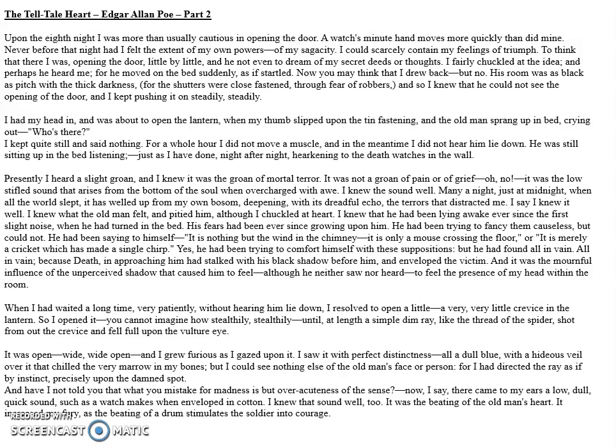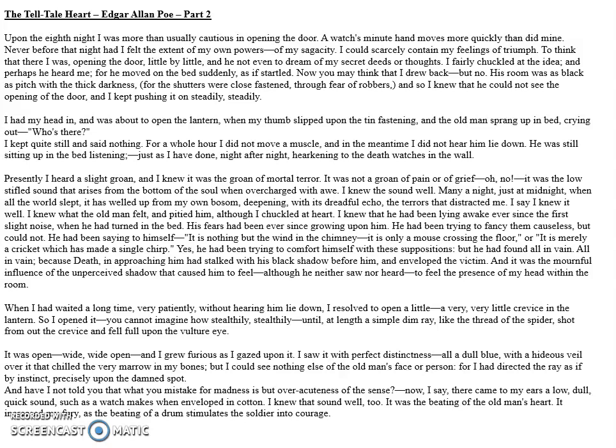I knew that he had been lying awake ever since the first slight noise. When he had turned in the bed, his fears had been ever since growing upon him. He had been trying to fancy them causeless, but could not. He had been saying to himself, "It is nothing but the wind in the chimney, it is only the mouse crossing the floor," or "It is merely a cricket that has made a single chirp."